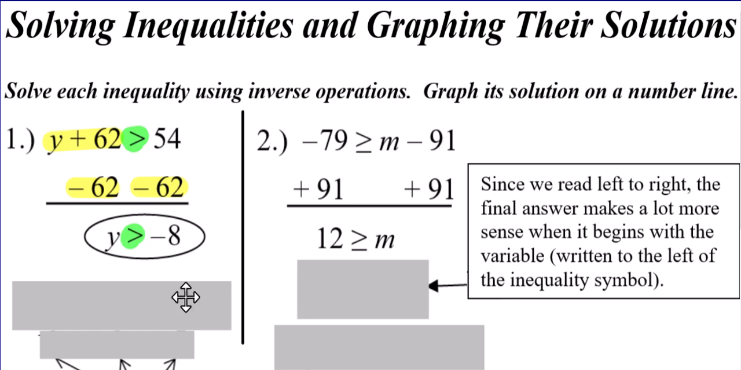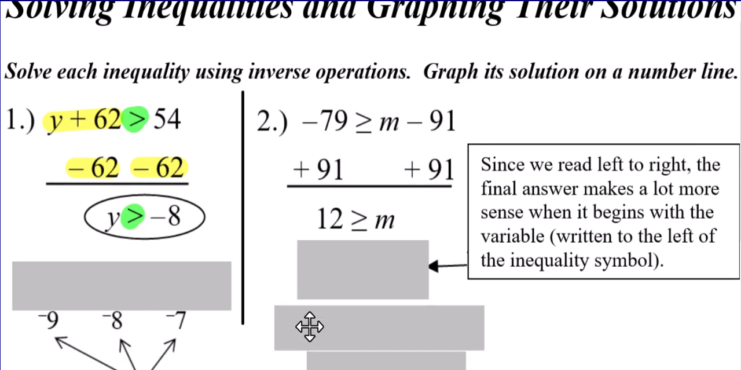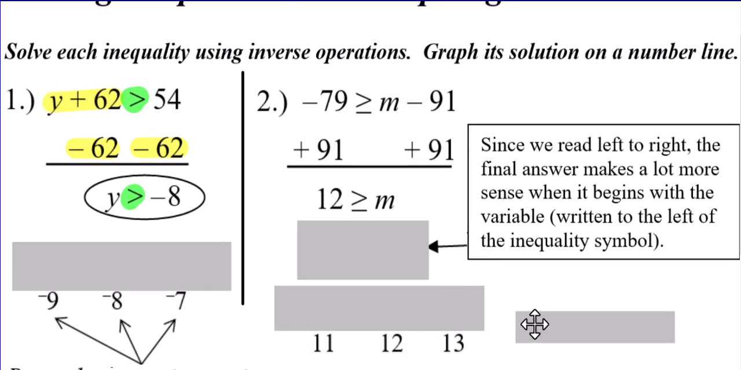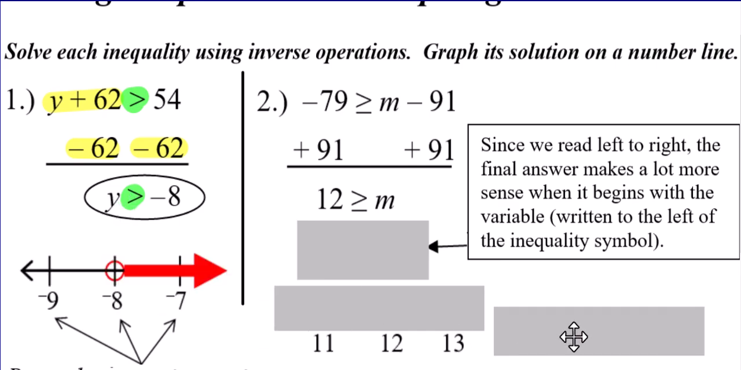Now, after we solve, we're going to graph its solution on a number line. So we create a number line. Negatives go in reverse order from positives. Positives go in your traditional order. Negatives are like a mirror image of that. Since y is greater than negative 8, we have to go to the right of negative 8, because as you go to the right, the numbers get greater. It doesn't matter if you have positives or negatives.